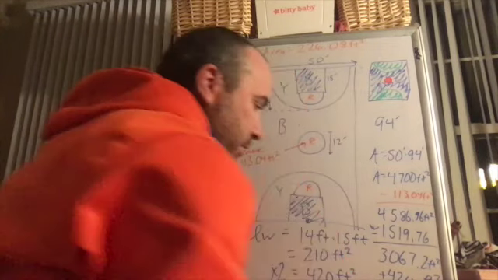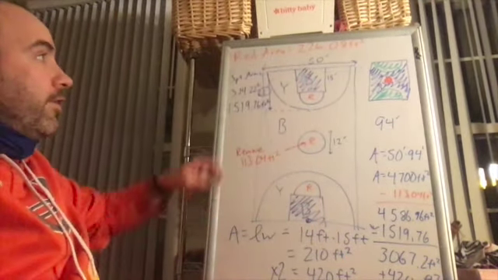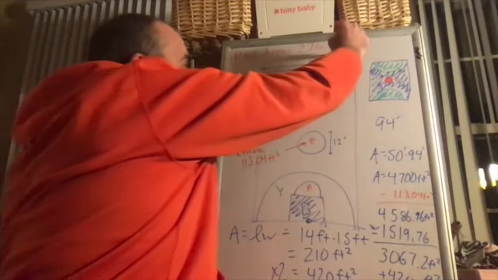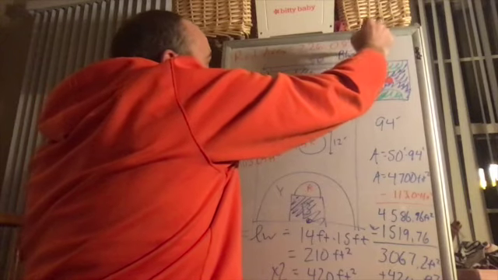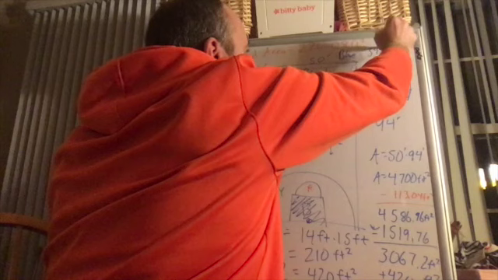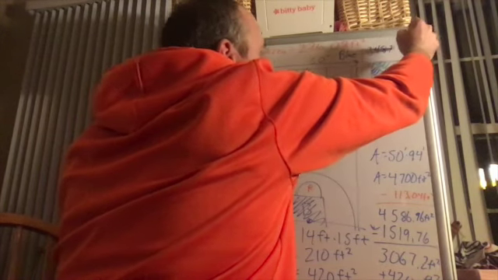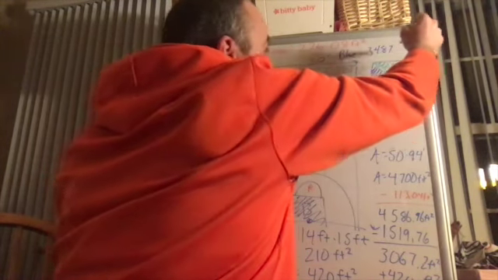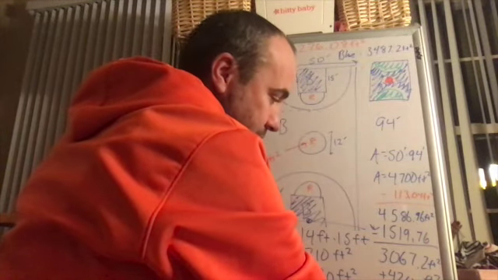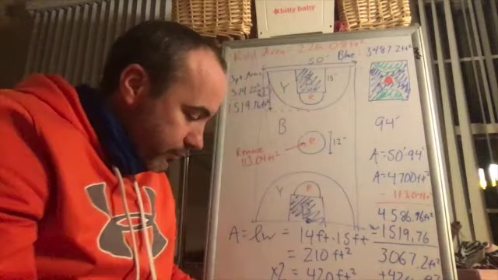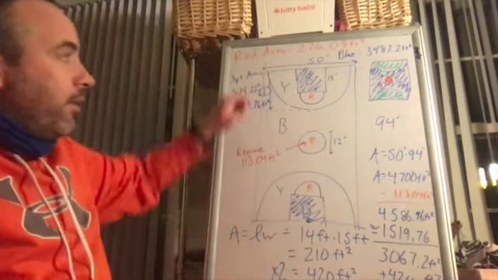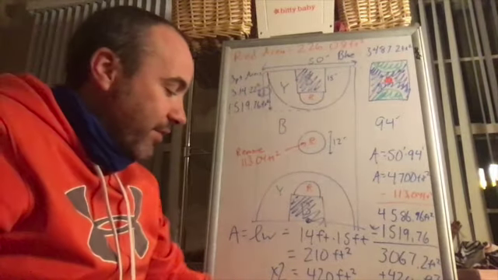3,487.2 square feet. All right, so we have the red area. Now I'm going to add the blue area. Blue is 3,487.2 square feet. And I just realized I forgot the 0.2 down here. All right, so we've got red, we've got blue. Next step is finding this yellow.